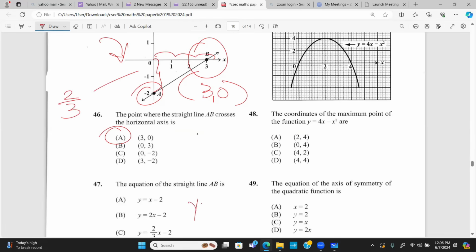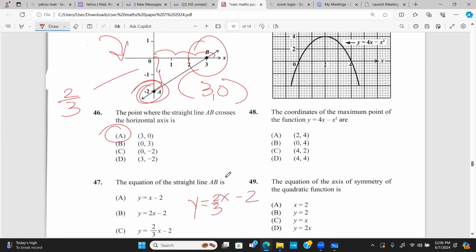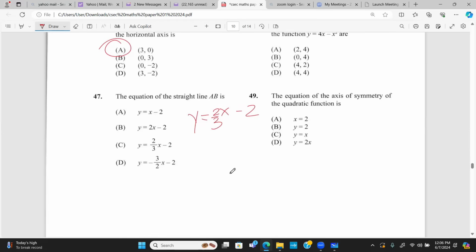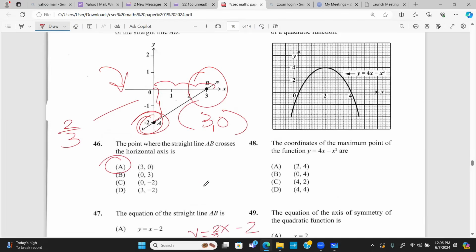So we're looking at y equals 2 over 3 x, and it crosses at -2. So I'm looking for 2 over 3 x with a -2. It's at C, right here. That's it. Be careful. Remember, rise over run.